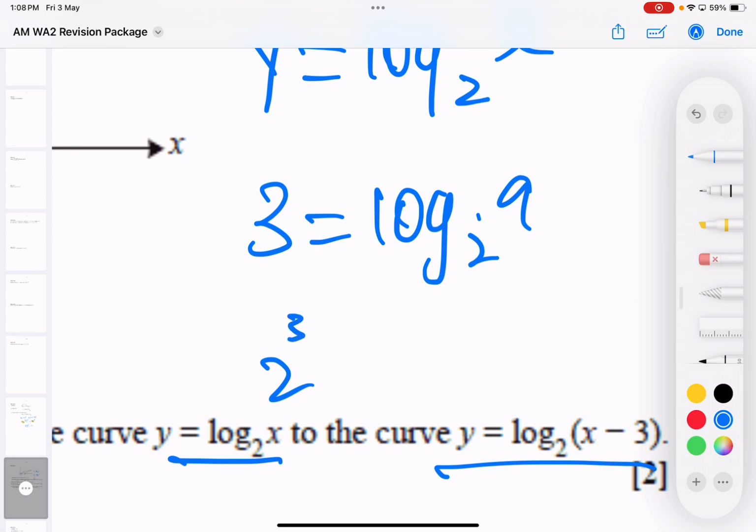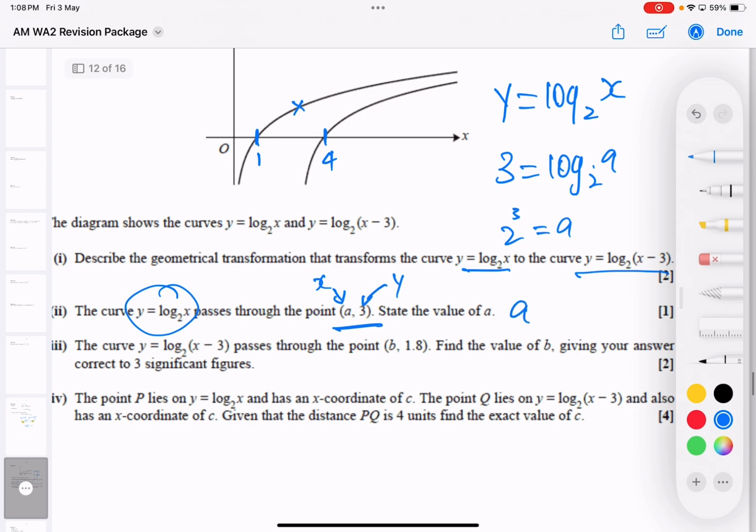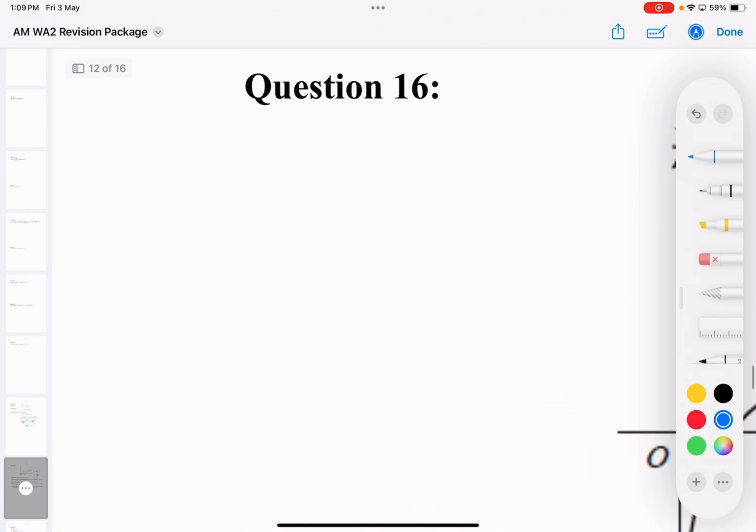3 is equals to? Oh my god. Gabriel, I'm a bit worried already. E is equals to A. Okay, so it's equals to A. So the answer is A is 8. Okay, you must be able to convert back and forth. Okay, wait, Gabriel, stay with me.